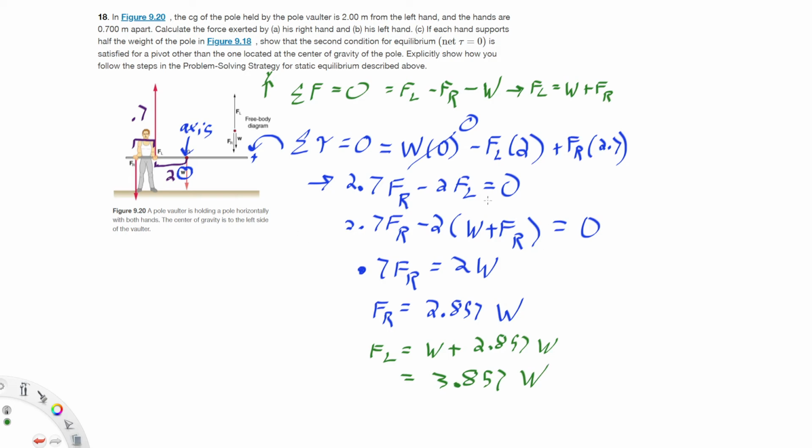Questions or comments on this bit? Where did you get the 3.857 from? It's because 1W plus 2.857W is 3.857W. But like, where did that one come from? Like, we don't know what W is. We don't know what W is. Oh, so it's just in terms of a multiple of the weight of the pole. Okay.